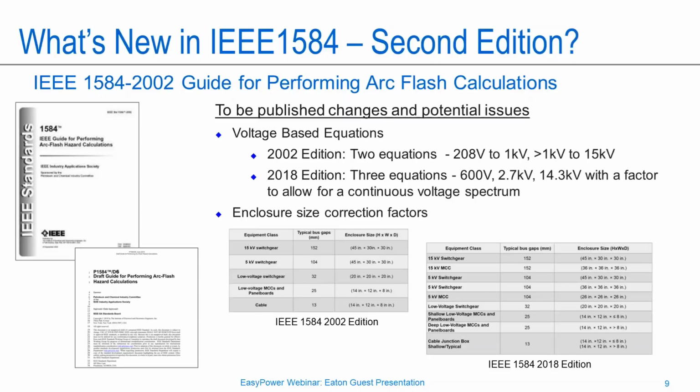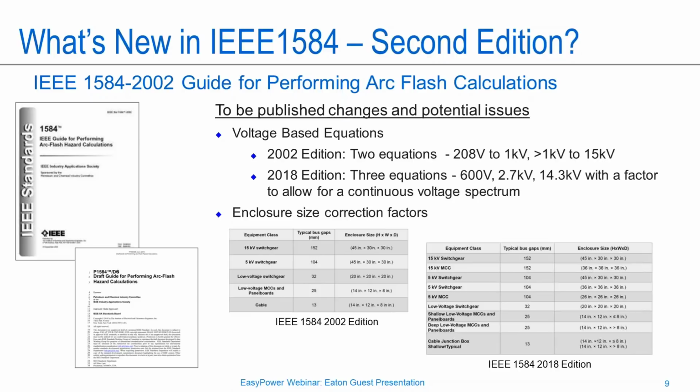A couple other things that are in the new standard. One is there are some voltage-based equations. There are two equations, one for 208 volt to 1 kV and another from 1 kV to 15 kV. In the 2018 edition, there are three different equations with a factor to allow for specific operating voltage. So you pick a voltage using the 2018 formulas, you might pick 600 volts for a 480 volt system, and then there is an allowance factor between the 600 volts and the 480 volts to correct for the actual operating voltage.